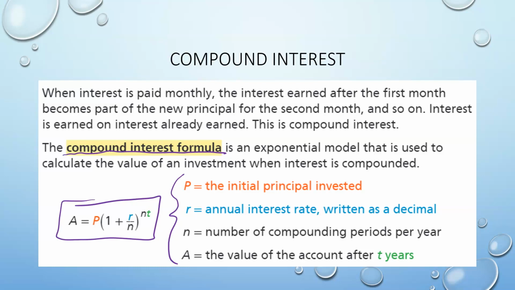P is the initial principal, or the amount invested. R is still the interest rate written as a decimal. N is the number of compounding periods per year. And T is the number of years. Okay, the A on the left is the total amount.